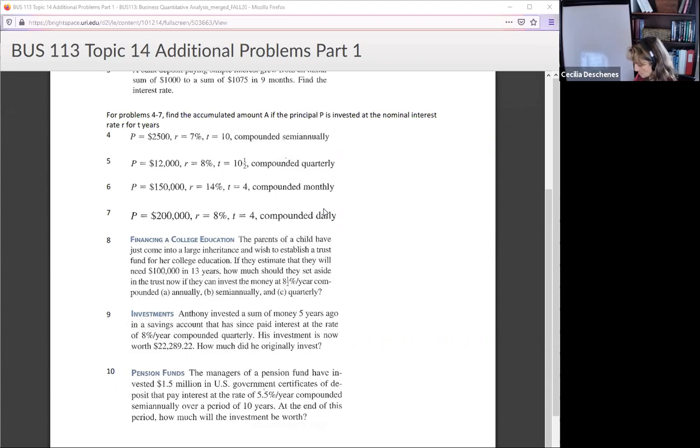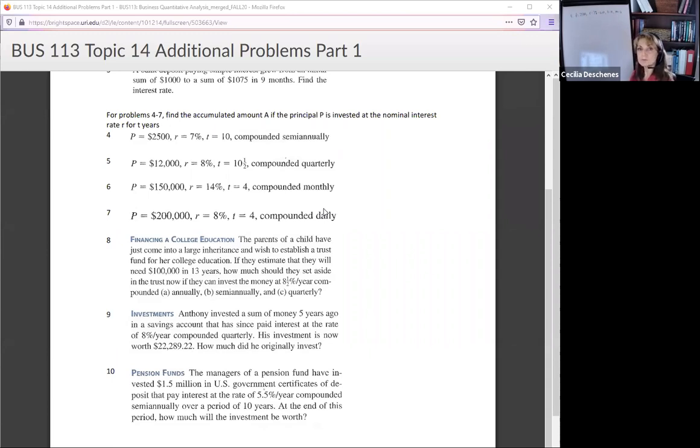So number 4, principal is 2,500. The rate is 7%, which we're going to convert to 0.07. The time is 10 years and it's compounded semi-annually. So let's write how many conversion periods semi-annually is. M equals 2.